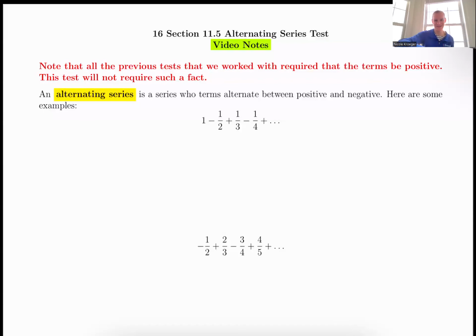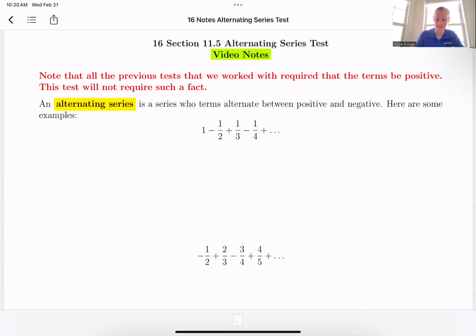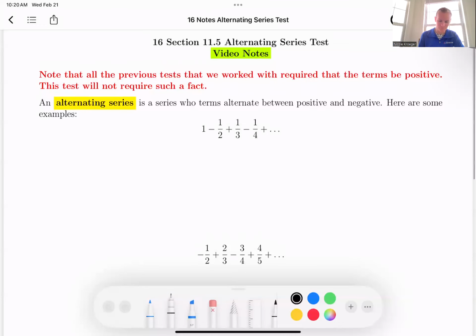Today, we're going to learn the alternating series test, and this is going to allow us to deal with series that involve both positive and negative terms. If you think about all the other tests that we've learned so far, one of the conditions we had to start out with is assuming that we had all positive terms, like the integral test, the direct comparison test, the limit comparison test. If we had negative terms in there, especially alternating between positive and negative, those tests don't work. So that's where the alternating series test is going to come into play.